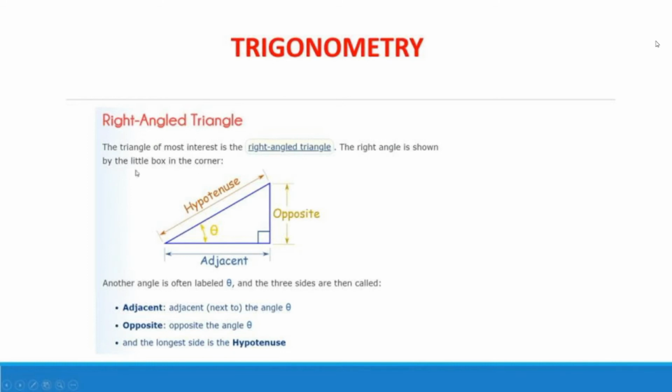And a right angled triangle. The triangle of most interest is the right angled triangle. The right angle is shown by the little box in the corner. So this is the right angle or 90 degrees. And another angle is often labeled as theta. And the three sides are then called, first we have the adjacent, which is next to the angle theta, opposite the angle theta, and the longest side is the hypotenuse, which is the longest side of the three sides.